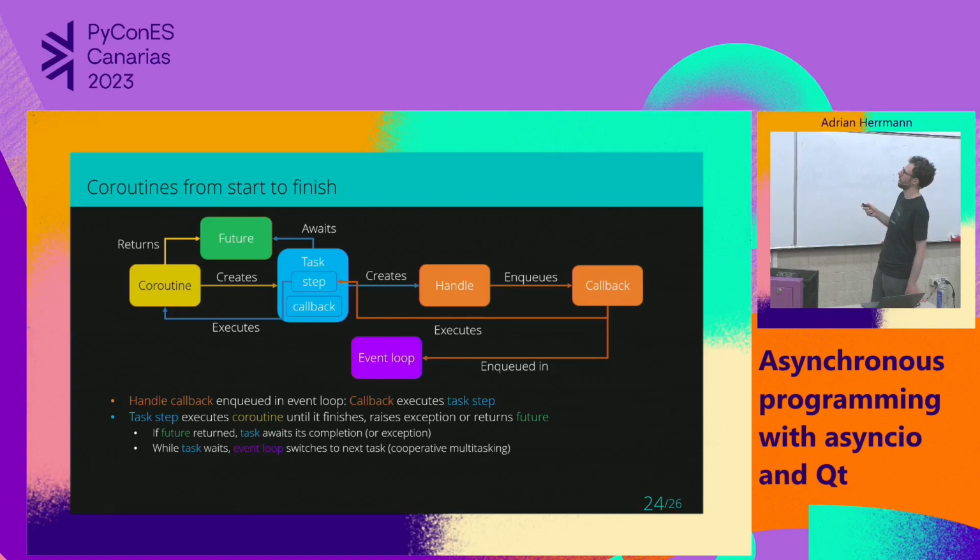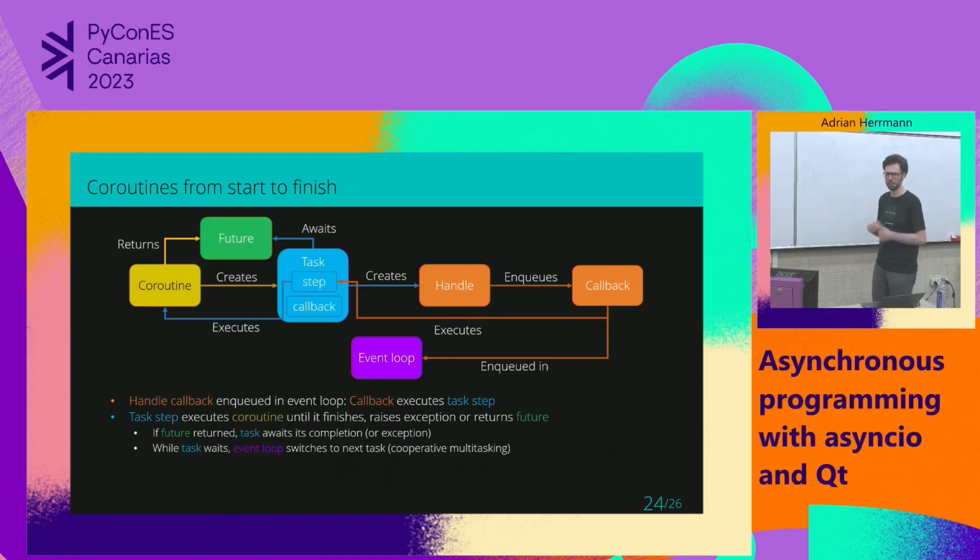Inside this task step function, we're going to execute the coroutine. Remember, coro.send inside our task. We're going to execute the coroutine until it finishes or raises an exception or it returns a future. If a future was returned, the task is going to await the completion of this future, or maybe we get an exception. And while this task is waiting, the event loop switches to another task, the cooperative multitasking.